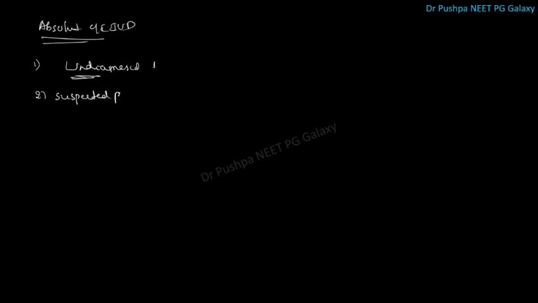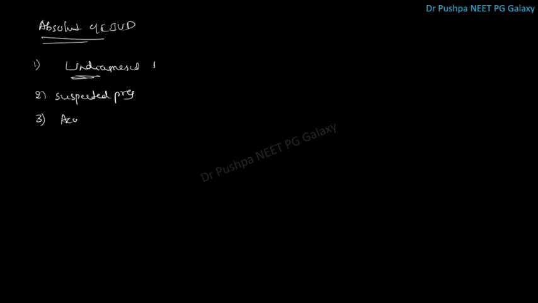So what are the absolute contraindications for IUD insertion? First one is undiagnosed bleeding. If there is bleeding per vagina and the diagnosis is not known, we can't use IUD. And suspected pregnancy. If she is pregnant, we can't use IUD.